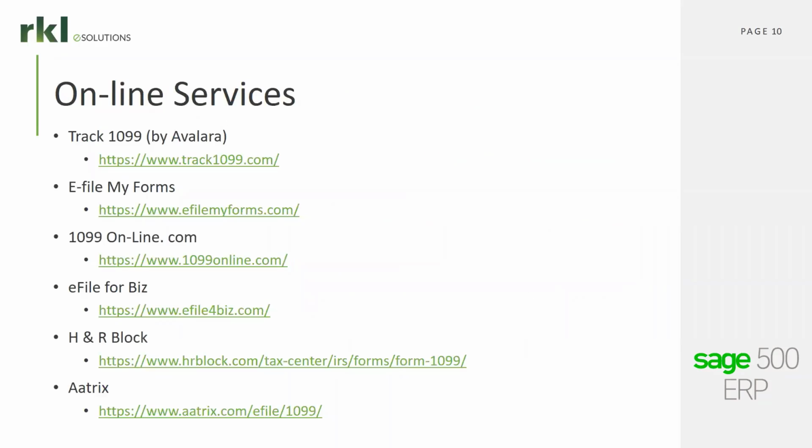Couple more slides and we'll be done with 1099s. So, online services. I kept talking about these online services. The one at the bottom is Atrix, which you can also get to directly. But we came up with a list of other ones we found online that our other customers have used, been around for a while. All of them will provide the same basic service.